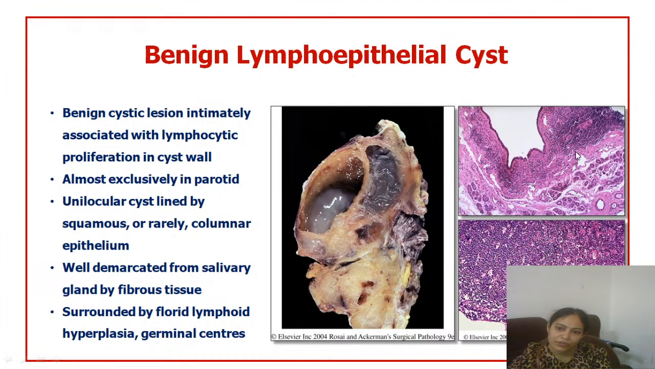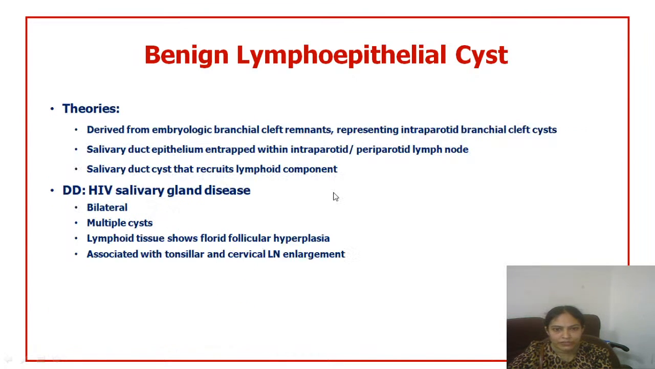Now why it's called a lymphoepithelial cyst is, you can see here these are lymphoid follicles which can have germinal centers, and these are present just below this epithelial lining, giving the name of lymphoepithelial cyst. How we differentiate this from HIV associated lymphoepithelial cysts is that in HIV these cysts are bilateral, they are multiple, and the lymphoid tissue shows much more florid hyperplasia as compared to that in benign lymphoepithelial cysts. And in HIV you also get accompanying tonsillar and cervical lymph node enlargement.